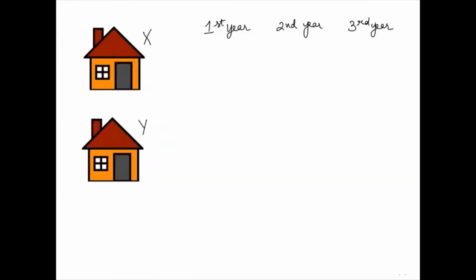We have two houses, X and Y. In the first year, in X, we have 3 people living. In Y, we have 2 people living. After the end of first year, one person moves from X to Y. So, in the second year, we have 2 people in X and 3 people in Y. After the end of second year, one more member moves from X to Y. So, in the third year, we have 1 member in X and 4 members in Y.